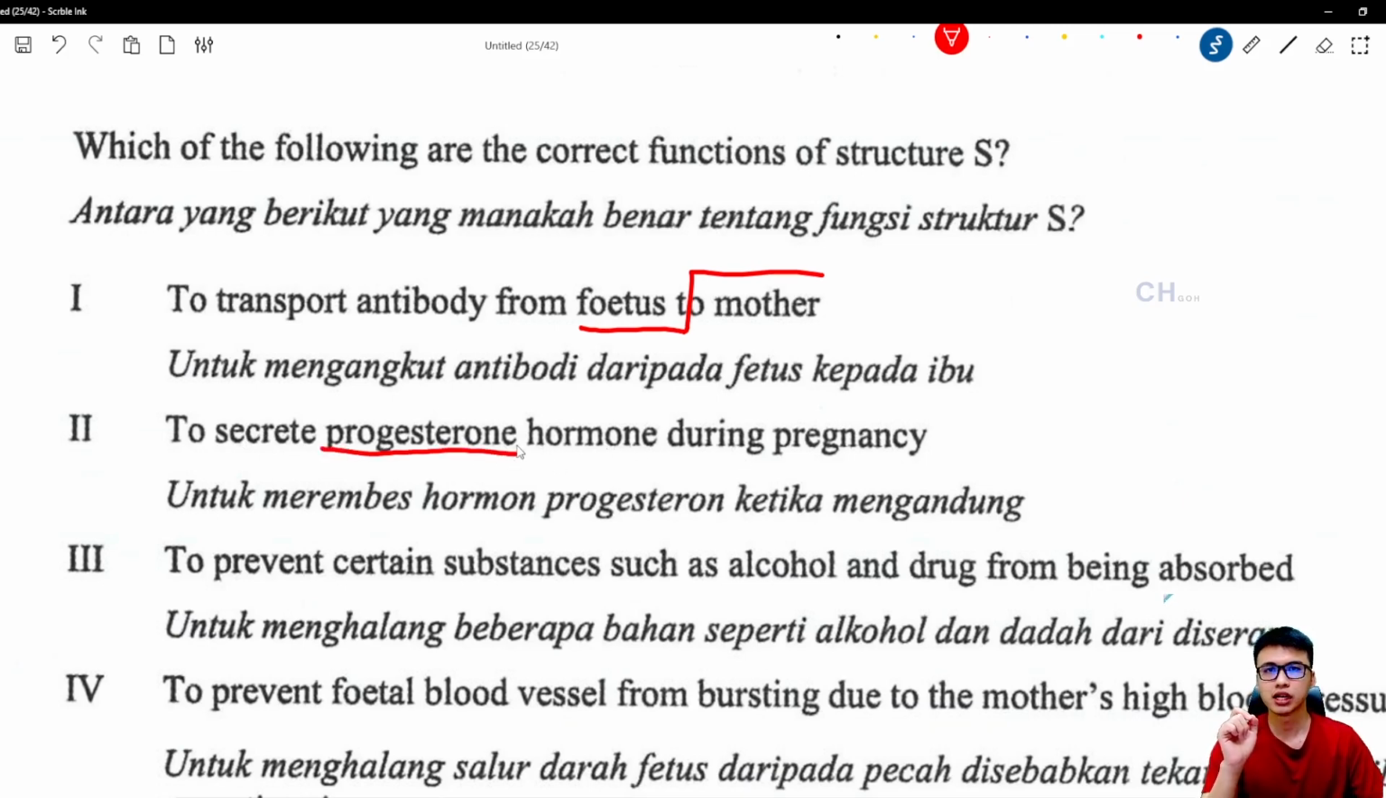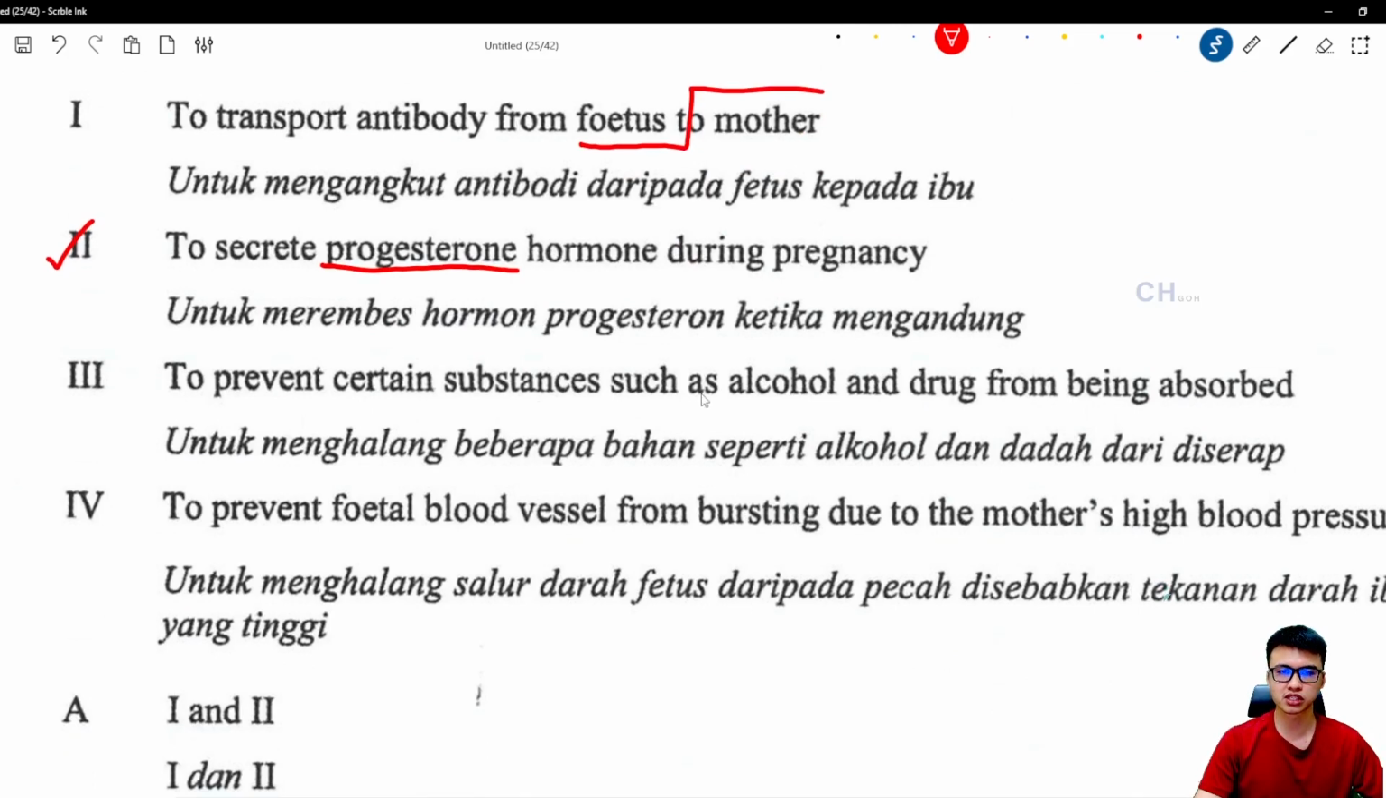Okay, now guys, listen carefully. The job of producing progesterone and estrogen is done by the corpus luteum. But after a few months, the corpus luteum will degenerate, and then the placenta will take over the job of the corpus luteum to produce the progesterone. So the answer here, statement 2, is correct.